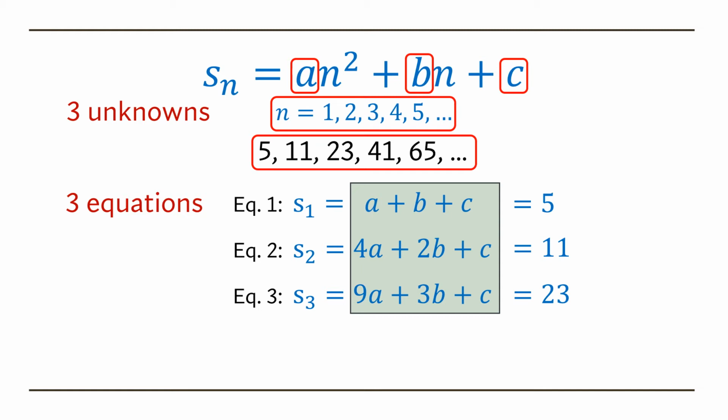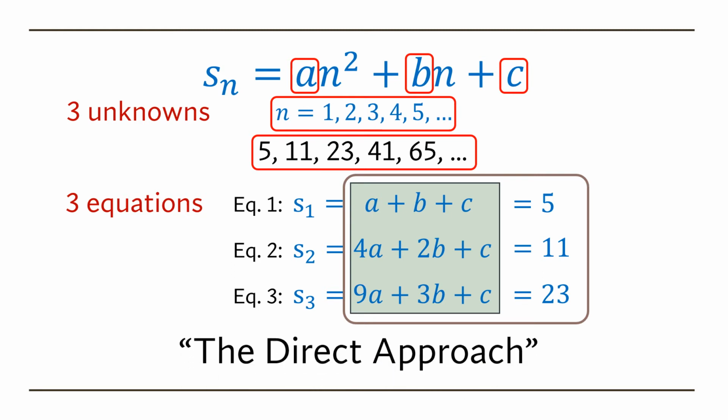So if you write down those terms from the three equations, set them equal to the first 3 terms or first 3 elements of the sequence, you will get the set of simultaneous equations that you need to solve. And what I'm going to call this is the direct approach to solving the problem of quadratic sequences.